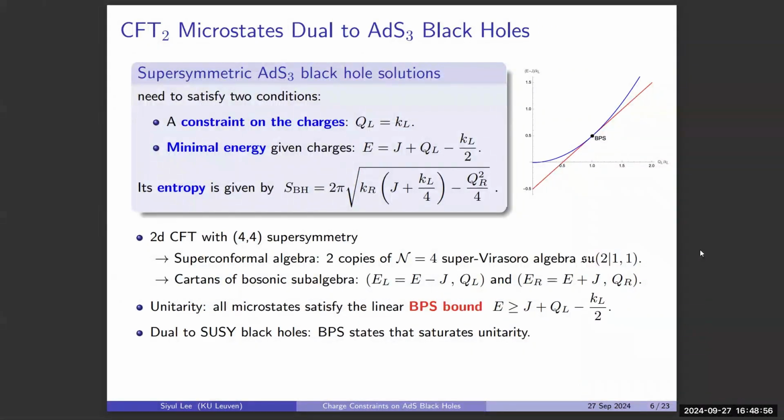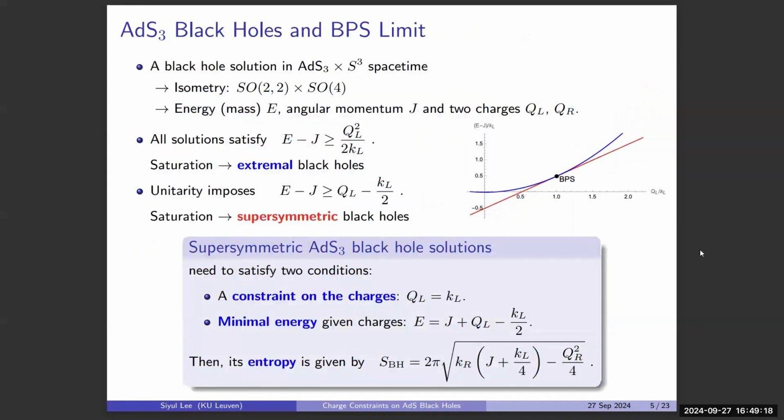I wonder another thing is, what is the gravity description of this black hole solution? You need a charged rotating BTZ solution. Yes, exactly. So it's AdS3 times S3. It's a solution in AdS3 times S3, and the AdS3 part of it is the BTZ black hole. Exactly. And there are R charges, QL and QR, that come from the S3 part.